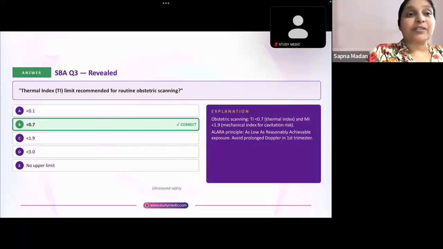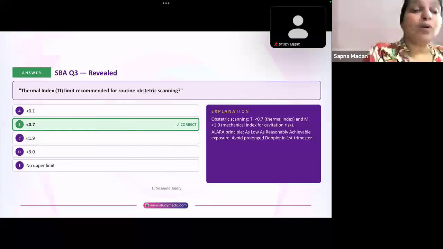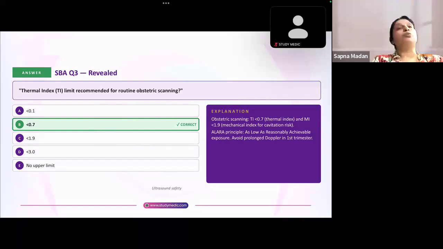So in obstetric scanning, 0.7 is the thermal index that we see on the screen, and the mechanical index is kept around maybe 1.4. 1.9 is the maximum that it can go for any tissue. Okay, and the ALARA principle is as low as reasonably achievable. So even if the index is at 0.7, you should use settings which are lower than that. Because of this, Doppler is not usually used in the first trimester, because Doppler produces heat. Okay, so the thermal index is increased.